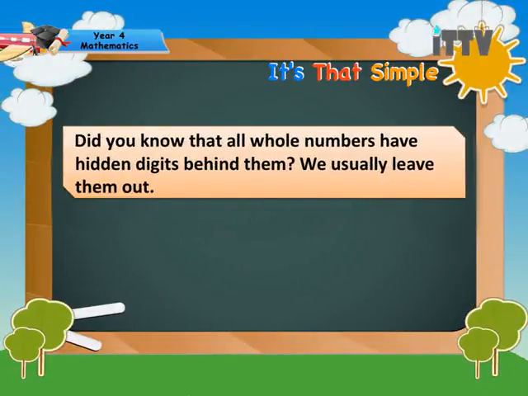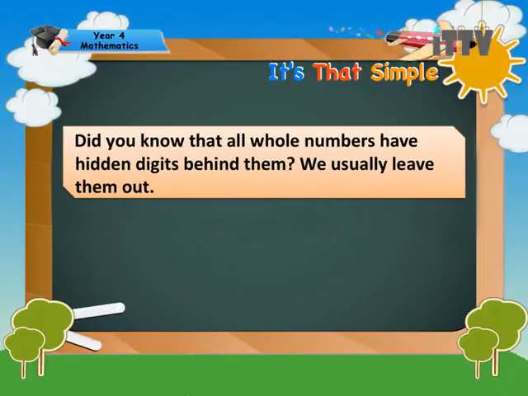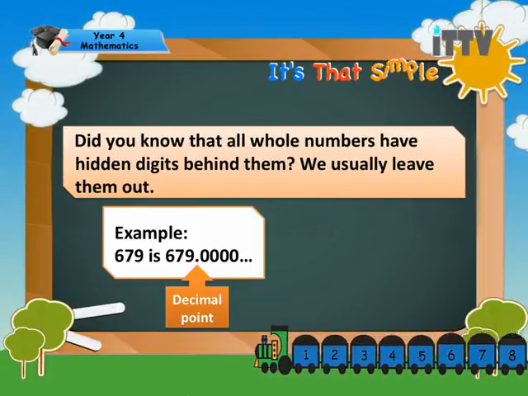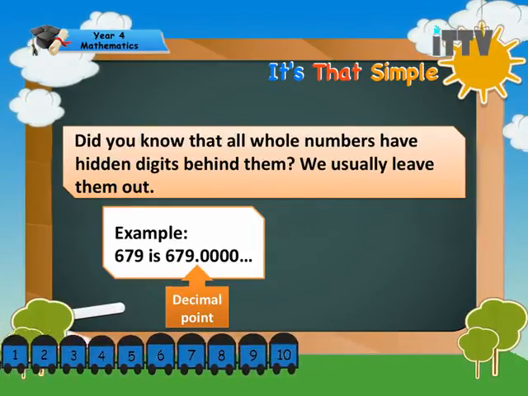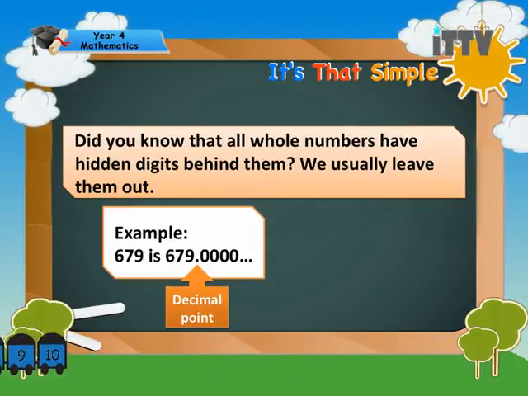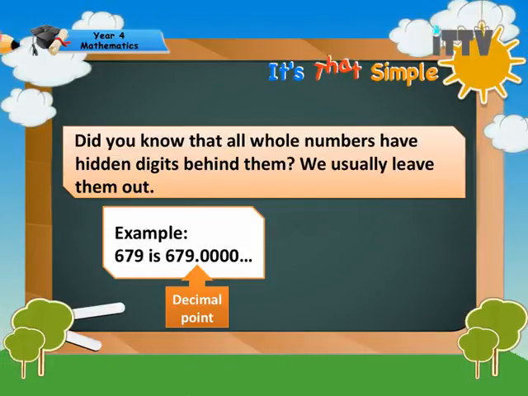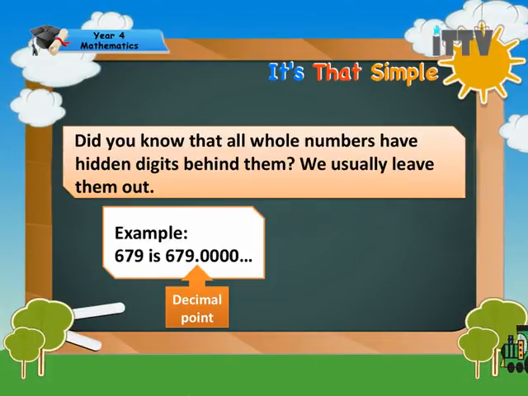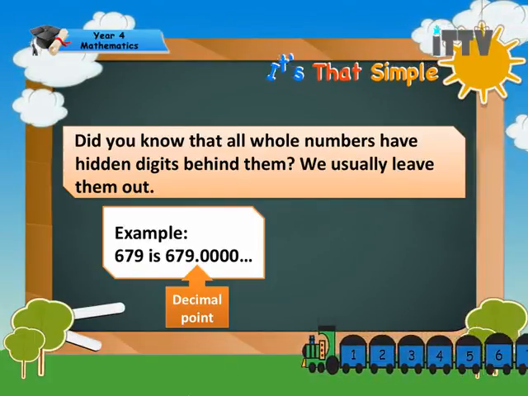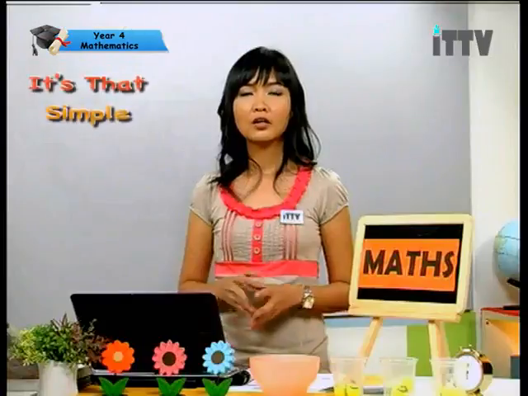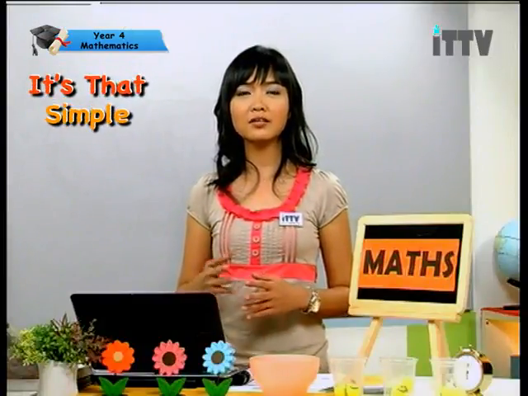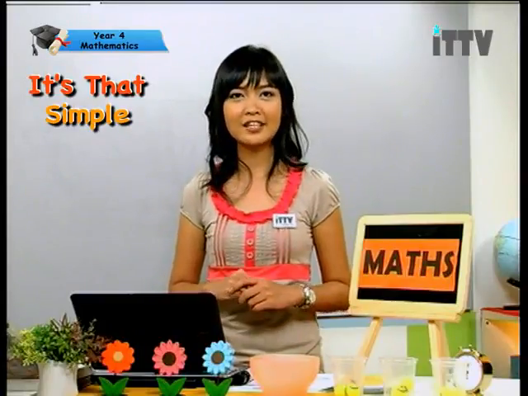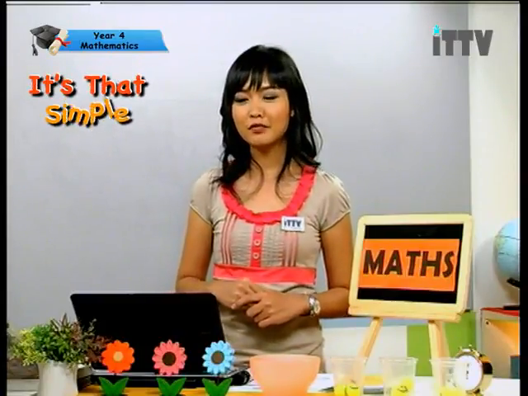Boys and girls, do you know that all whole numbers have hidden digits behind them? We usually leave them out. For example, 679 is actually 679.000, and there's a whole string of zeros behind it. The dot you see is called a decimal point. Usually we just leave out the decimal point and the zeros at the back and just read it as 679.